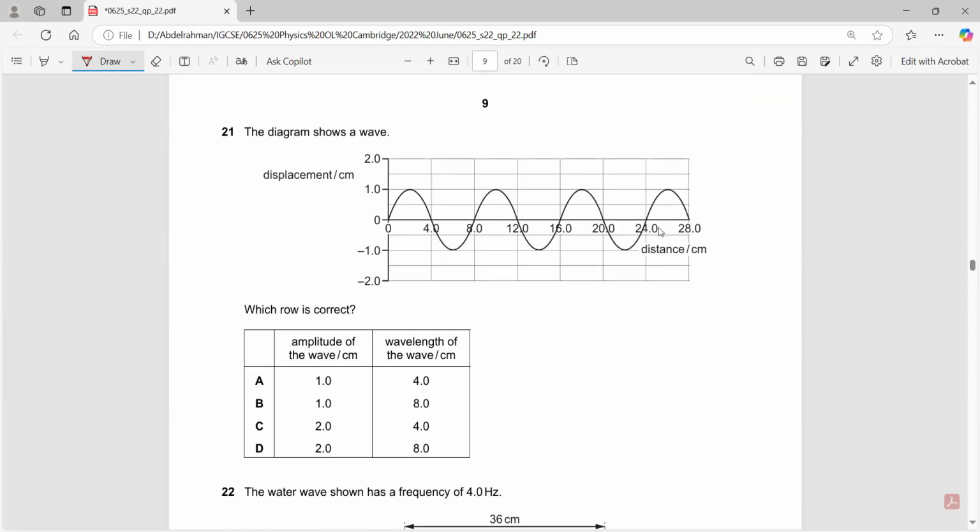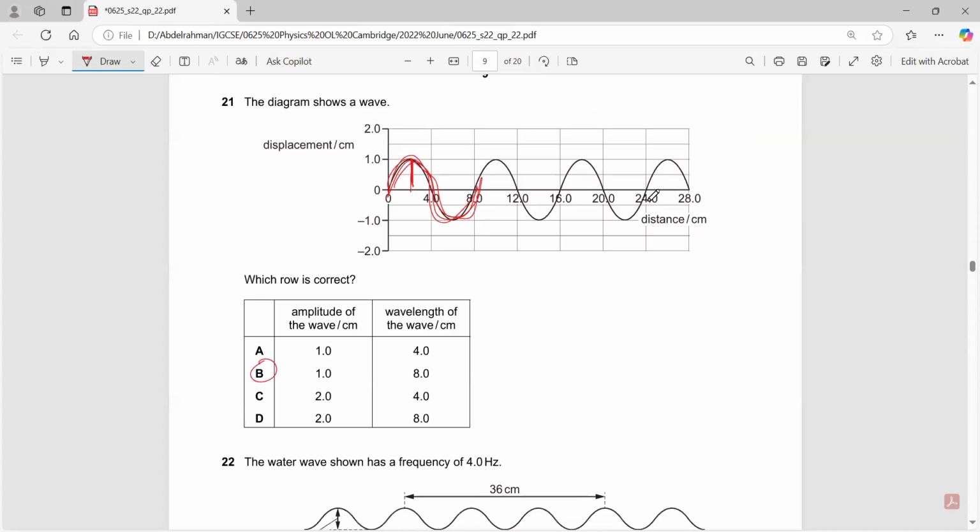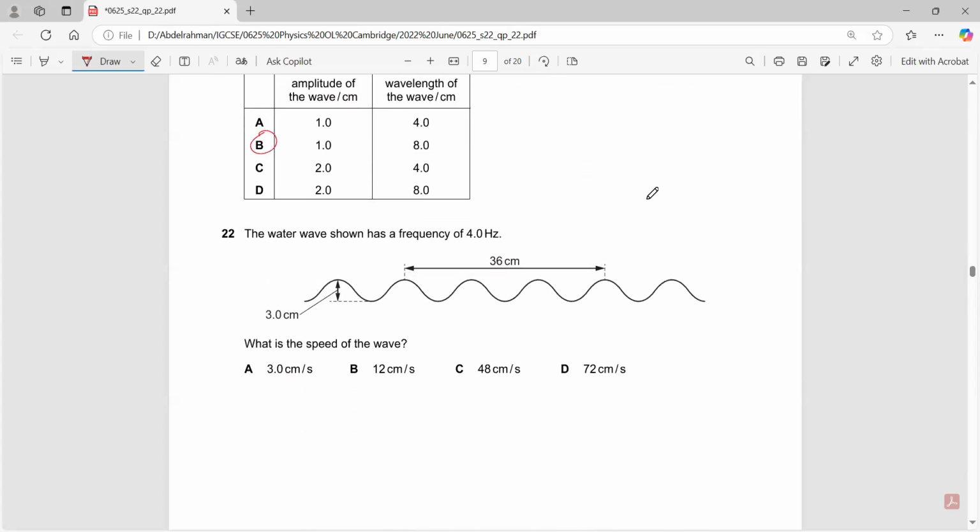Which row is correct? The amplitude, maximum displacement, so it's 1. The wavelength, it is 8. Yes, it is 8. So B. Question 22. What is the speed of the wave?